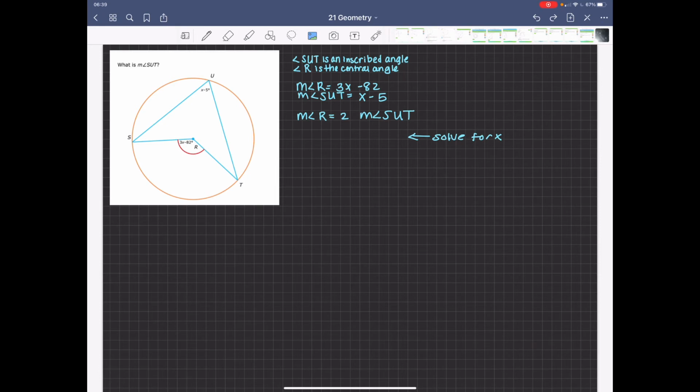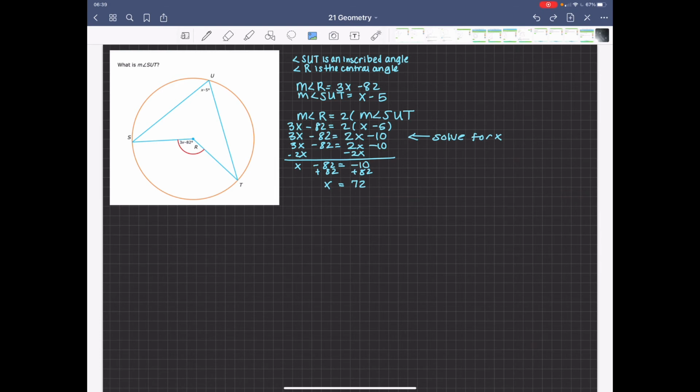So we're going to say that the measure of angle R is 2 times the measure of SUT. So 3x minus 82 equals 2 times (x minus 5), which is 2x minus 10 after we distribute. We subtract 2x from both sides, so I get x minus 82 equals negative 10. I add 82 to both sides, and x equals 72.